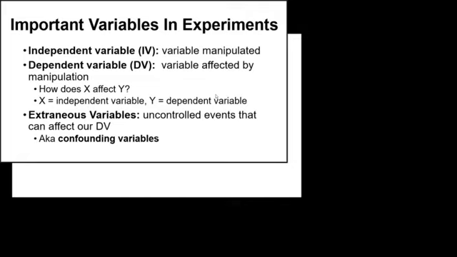Whereas our dependent variable is the variable that's affected by the manipulation of our independent variable. And that's if they're related. Sometimes you'll manipulate your variable and nothing happens because your theory was wrong, but that's hopefully less common.